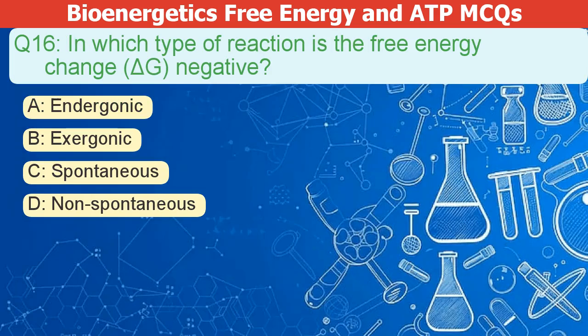In which type of reaction is the free energy change, delta G, negative? A. Endergonic. B. Exergonic. C. Spontaneous. D. Non-spontaneous.